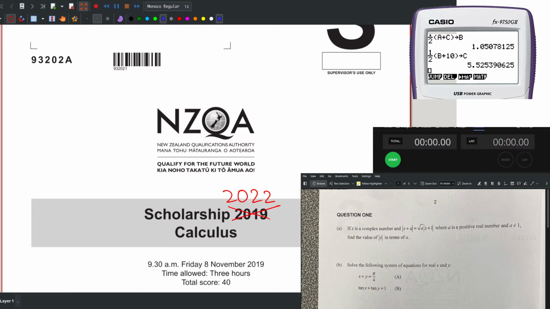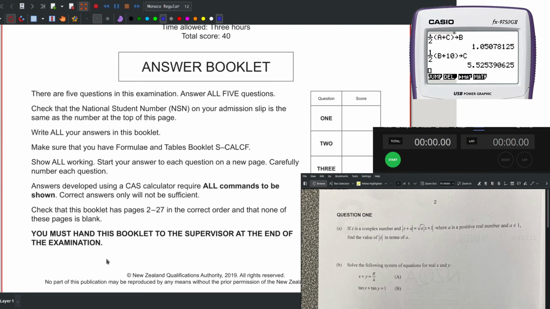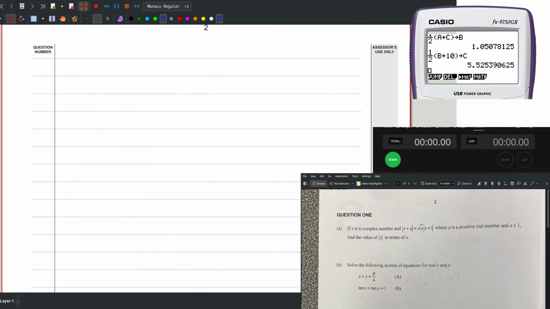So I guess we just start the paper. This is 2022 Scholarship Calculus. Yeah, so it is what it is. I've got to get the extra performance on the calculator before we start. So I'll start the stopwatch and then we can just start doing the paper. I mean, might as well.